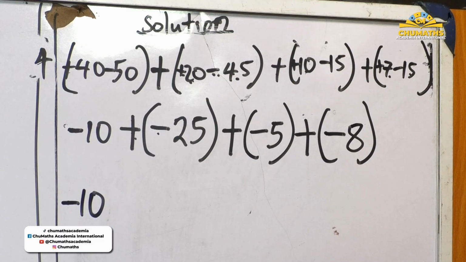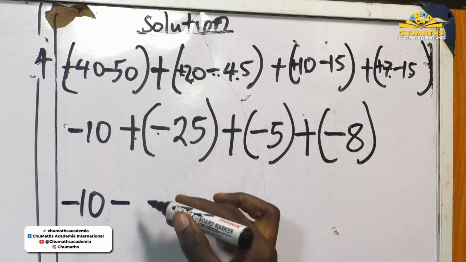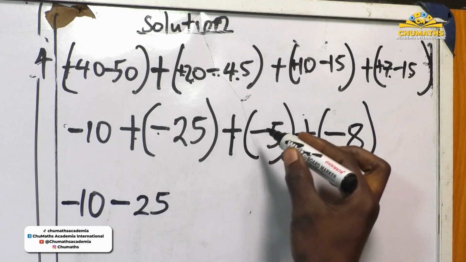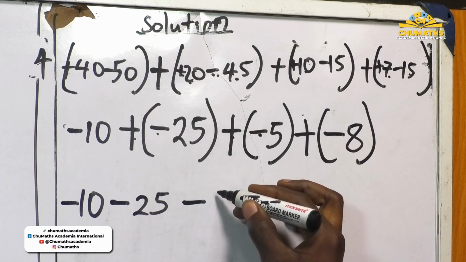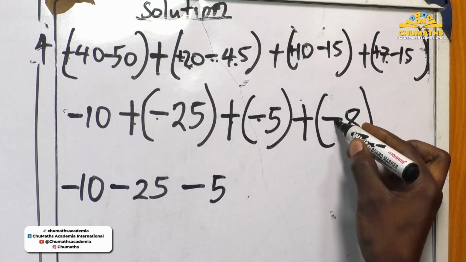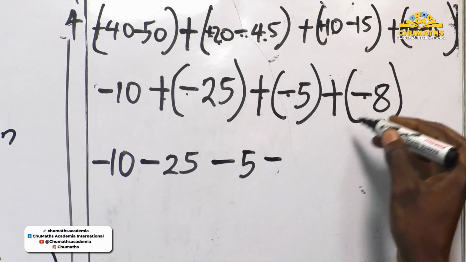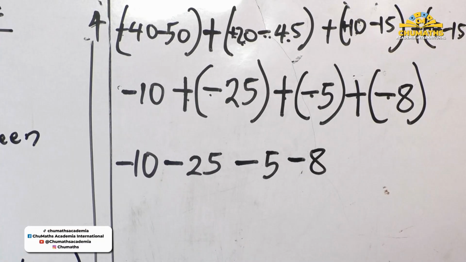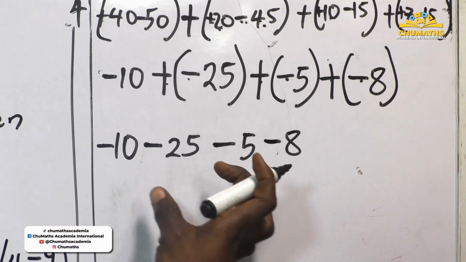Then these two signs are written together. What do you do? You just multiply. And plus times minus is what? Minus. This is minus 25. And plus times minus is what? Minus. This is what? Minus 5. Plus times minus is what? Is minus. This is what? Minus 8. Then I can now start simplifying them to 2.